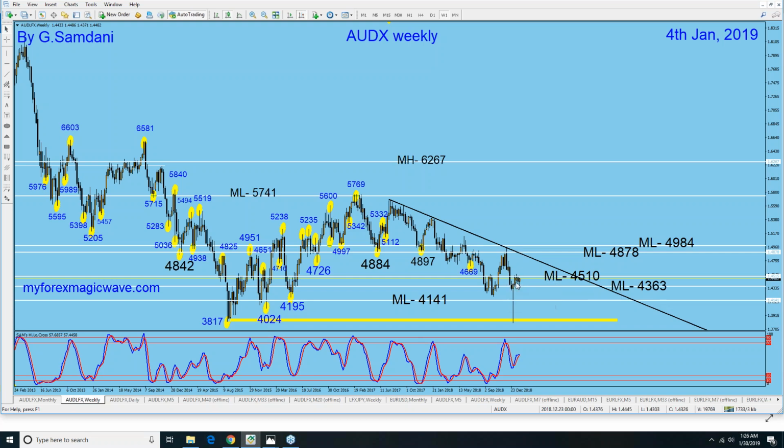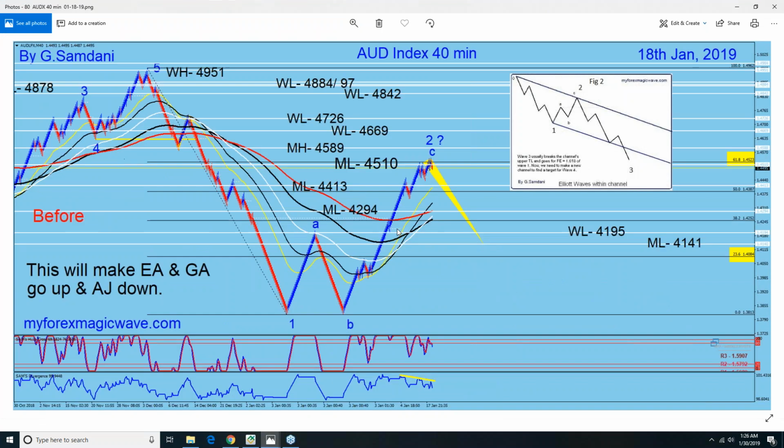Now what is cooking here? The chart I made is this: it dropped big time, right? And then in an A, B, C fashion it went back to 45.10, and that is also 61%. I made this chart on 18th January, saying we're probably going to be dropping from here. Now it's going to get weaker, right? And then Euro Aussie, Pound Aussie will go up, and Aussie USD, Aussie Yen, Aussie CAD, wherever the Aussie is on the left-hand side, will drop.